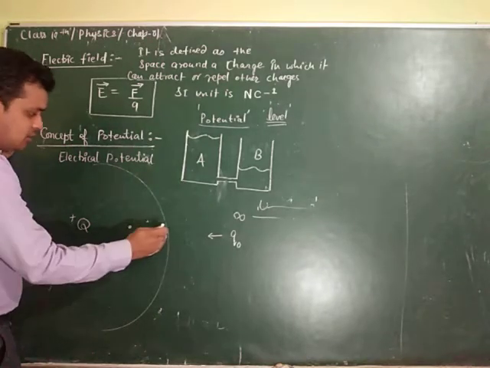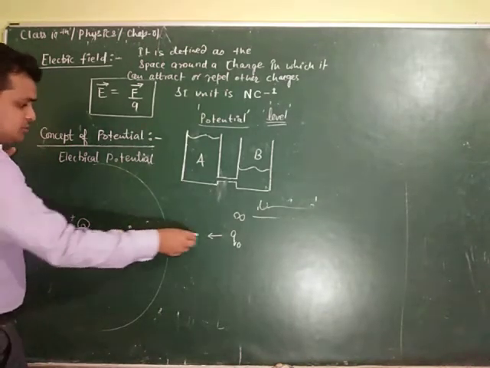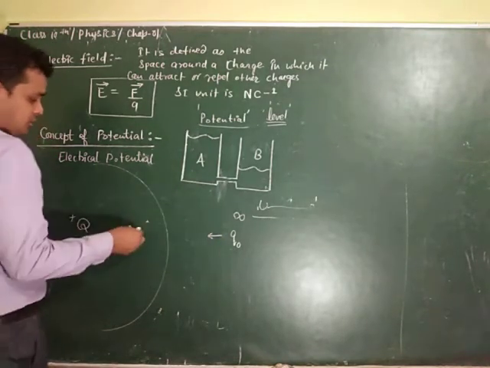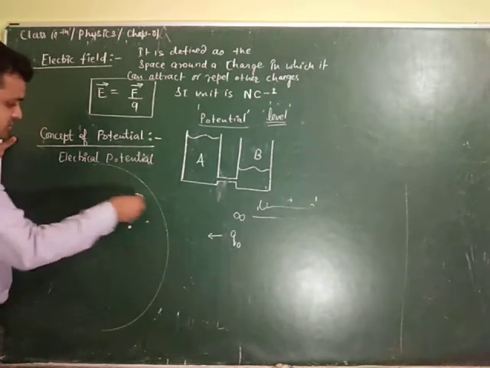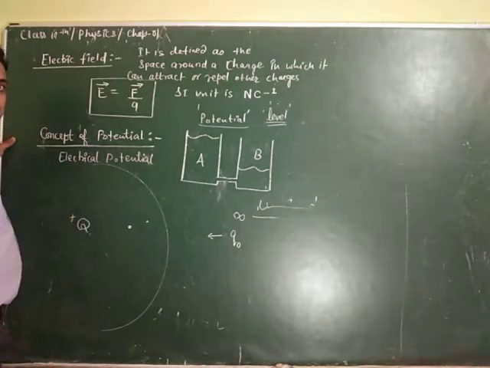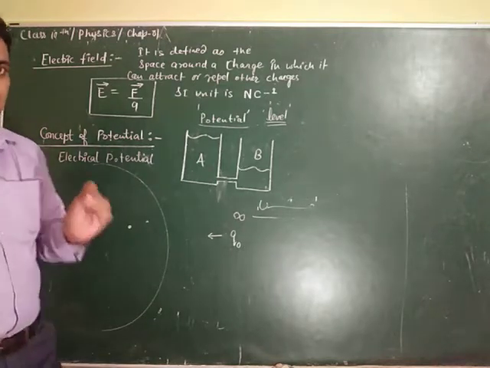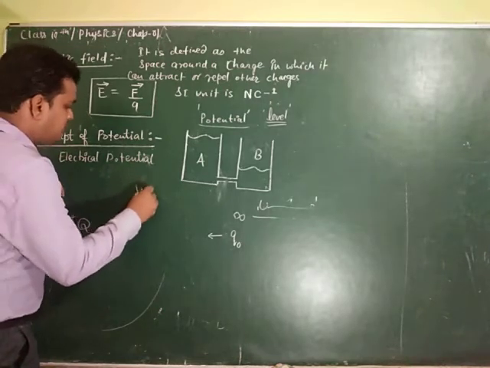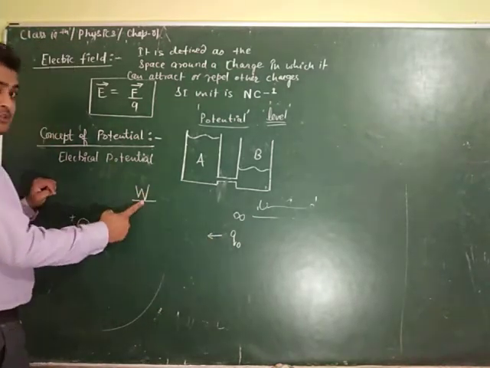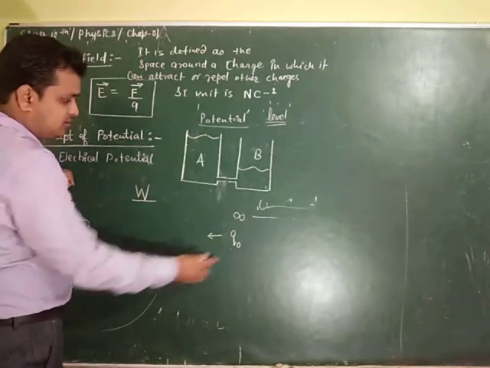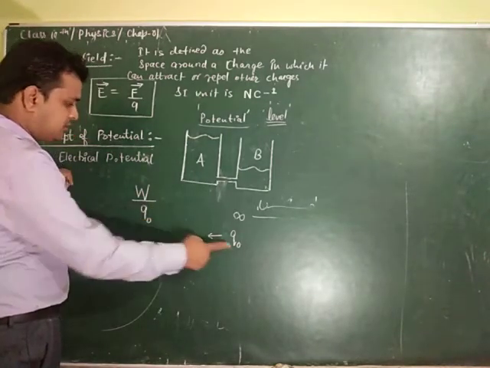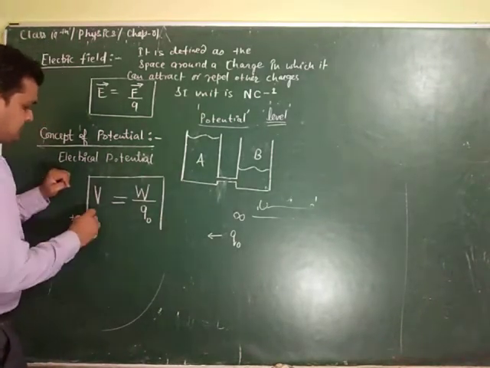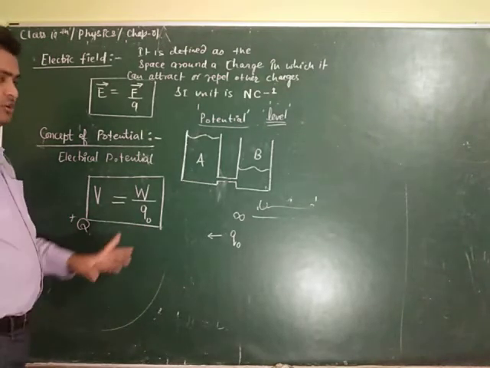If we have applied a force to displace this charge from infinity into the field of this charge, then some work has to be done. There must be some work, and this work done in bringing the charge, per unit charge, is known as the potential at that point. This is the potential of that point.